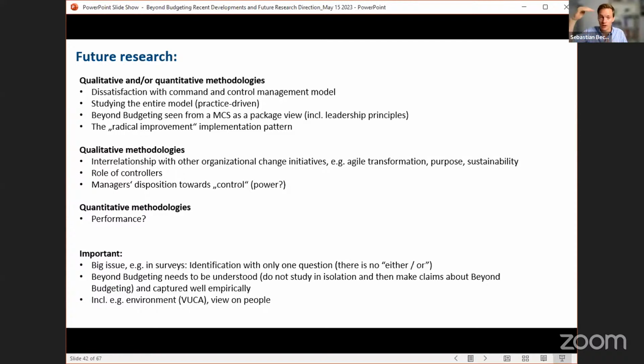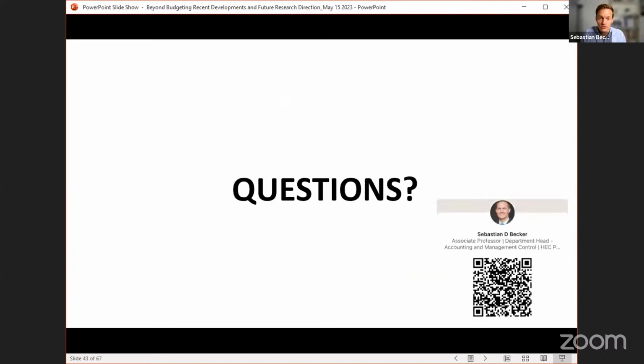Also, go a lot more into the contingencies, because there was some work already in our field. So really understand the environment better, how it influences the management model, and also the types of people that you have. So these would be some ideas for future research.